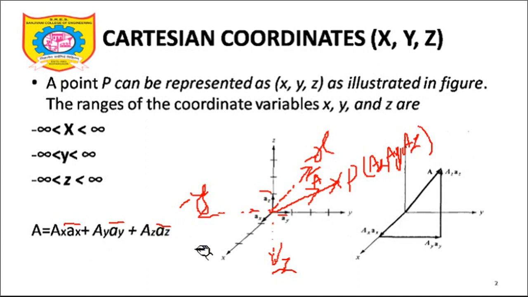So any point in the Cartesian coordinate system will have this Ax, Ay and Az. What are this capital Ax, capital Ay and capital Az? These are the coefficients of point P. So if someone asks you how a certain point or certain vector is represented in the Cartesian coordinate system, now I am not talking in terms of i, j and k, capital A bar will be represented as capital Ax small ax bar plus capital Ay small ay bar plus capital Az small az bar.